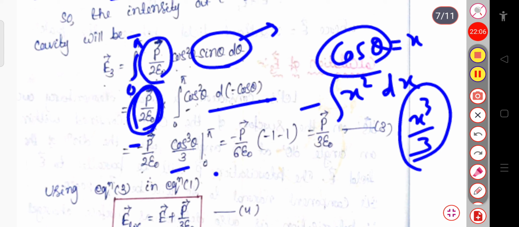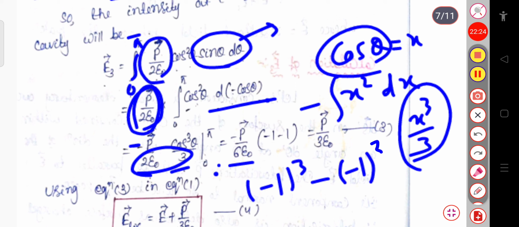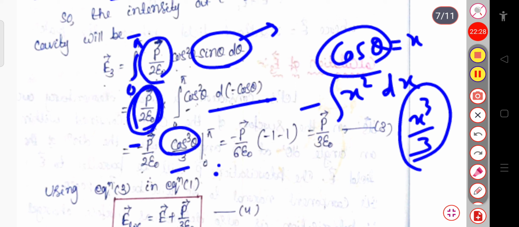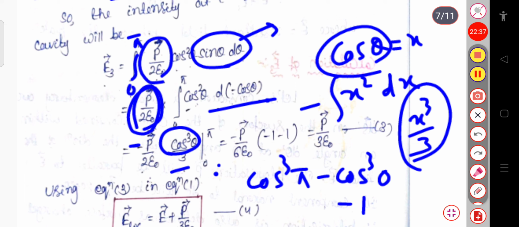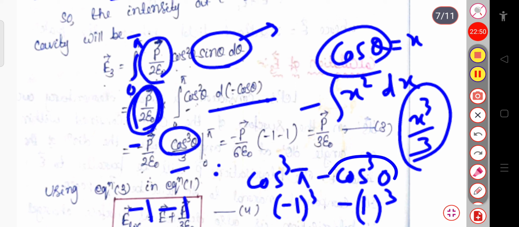Then this will be equal to minus p by 2 into 3, that will be 6 epsilon naught, whole into cos cube pi minus cos cube 0. Sorry, this is cos cube theta, so you have to put cos cube pi minus cos cube 0. Cos 0 is your 1, so 1 cube is your 1, and cos pi is your minus 1, so cos cube pi is minus 1 cube, which will be minus 1.